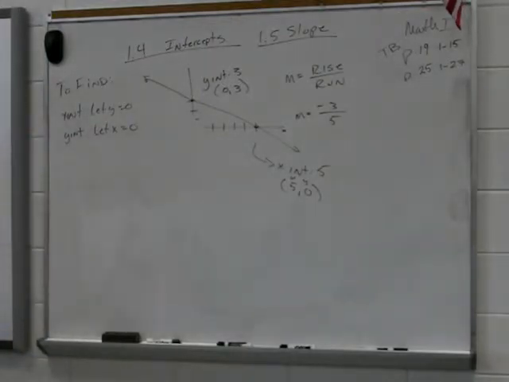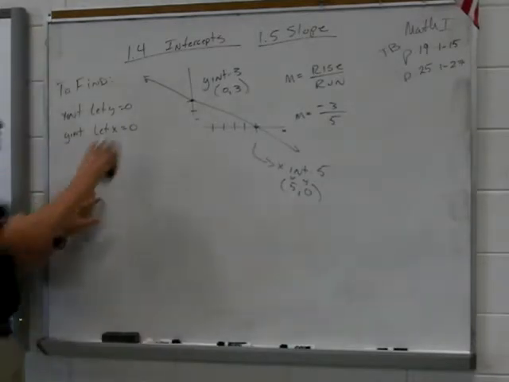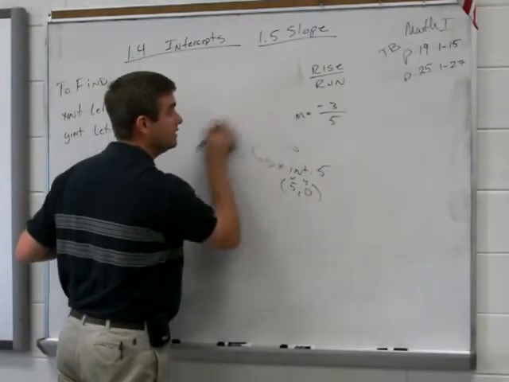Let's see how we're doing on time. In order to find the x-intercept, you let y equal 0. In order to find the y-intercept, you let x equal 0. Okay, let's do an example of that. Everybody got this written down? All right. I'm going to erase right here.